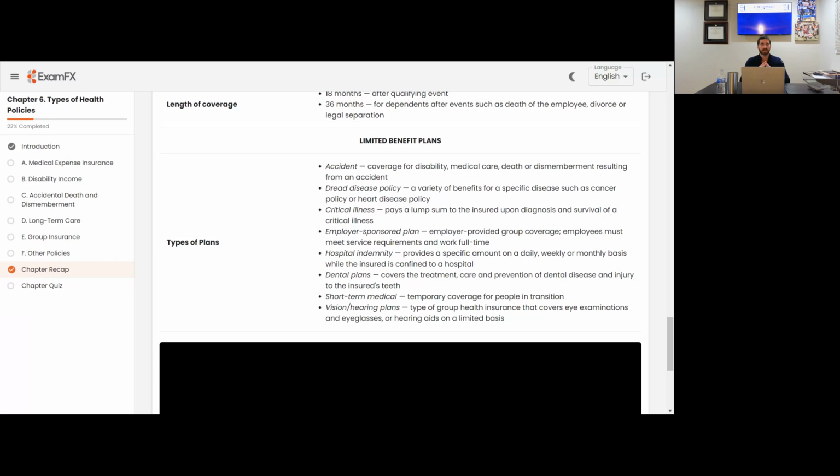Dental plans cover the treatment, care, and prevention of dental disease and injury to the insured's teeth. Dental plans and dental insurance are pretty self-explanatory. So really it covers the treatment, care, and prevention of dental disease.